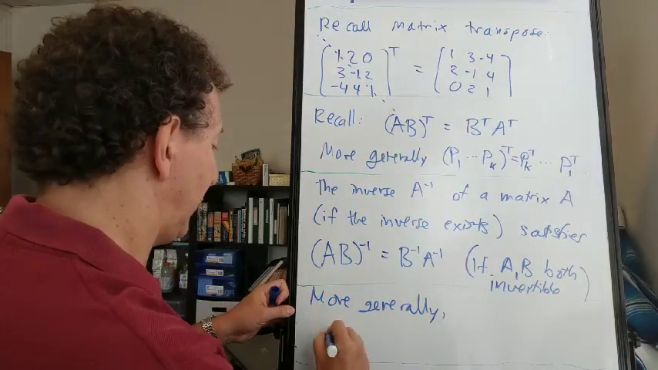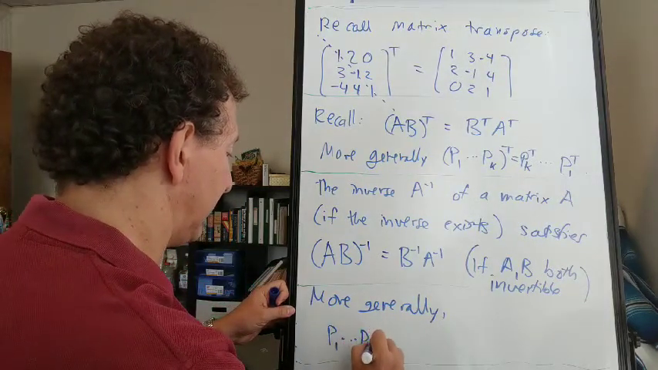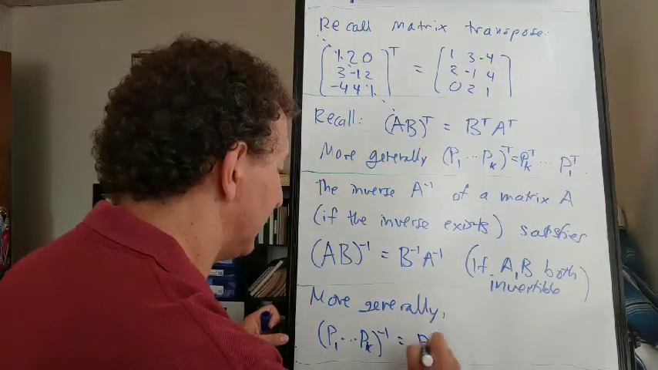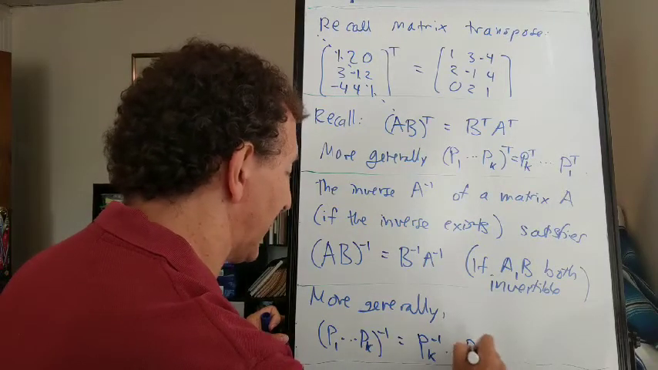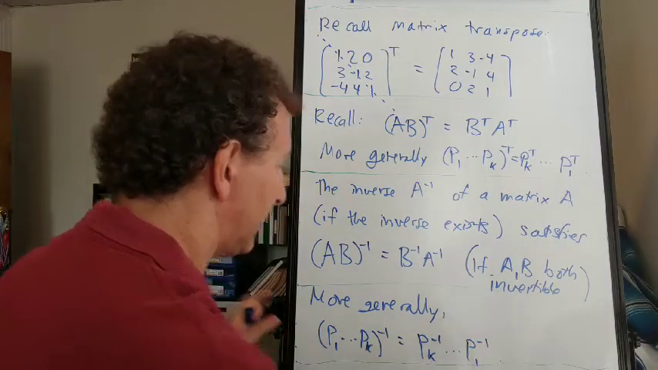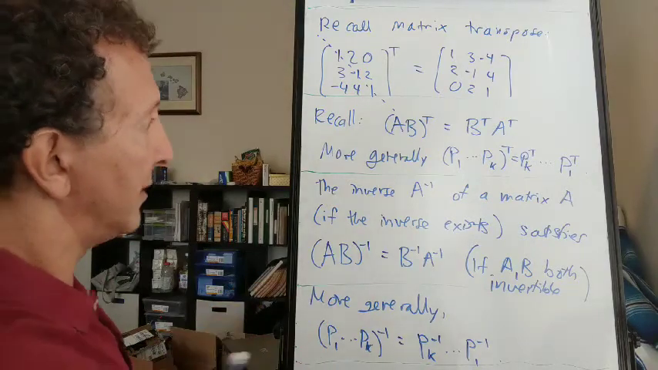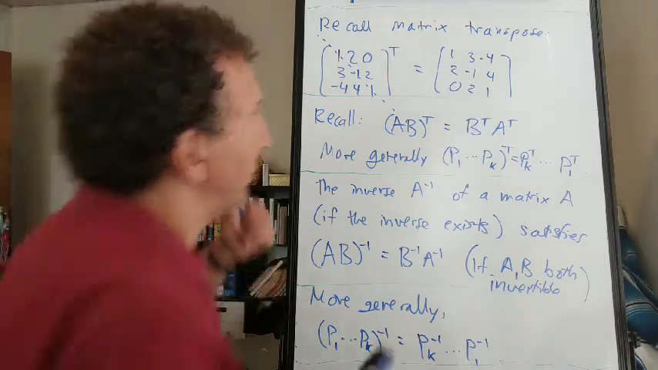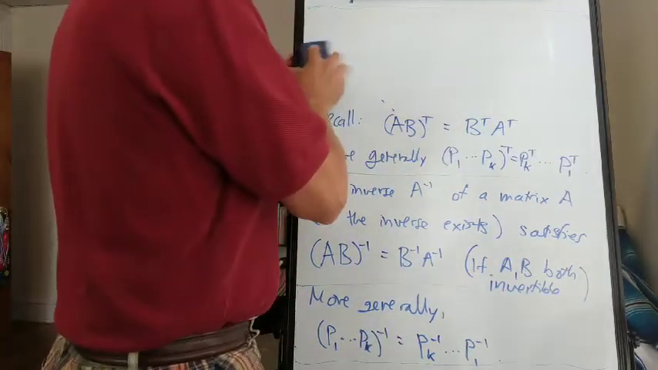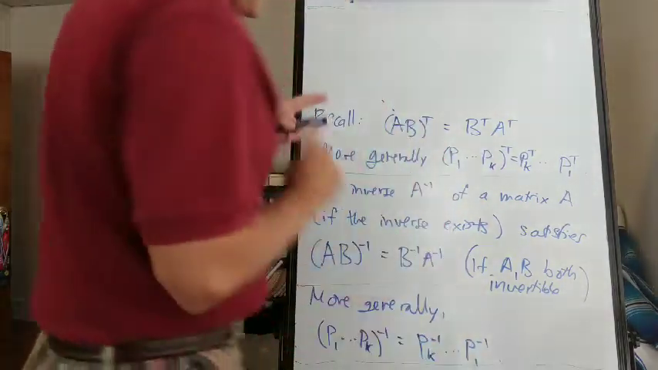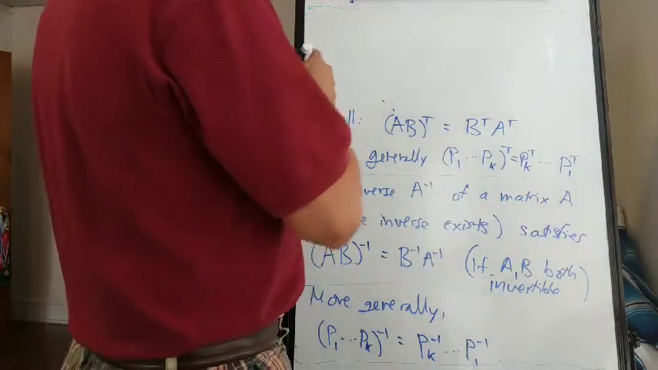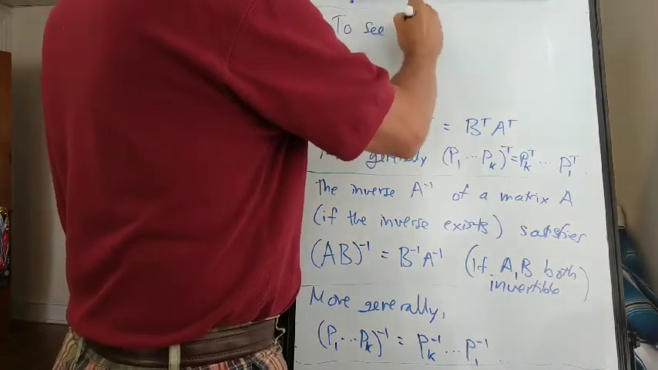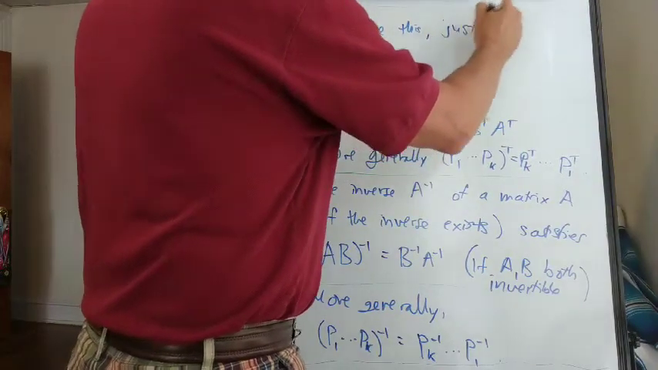More generally, if we want to take a product of matrices and invert that, so the inverse of P1 through Pk, that is the product of the inverses but in backwards order. So these rules work just like for matrix transpose, and they're pretty easy to see. To see this, we can just multiply.